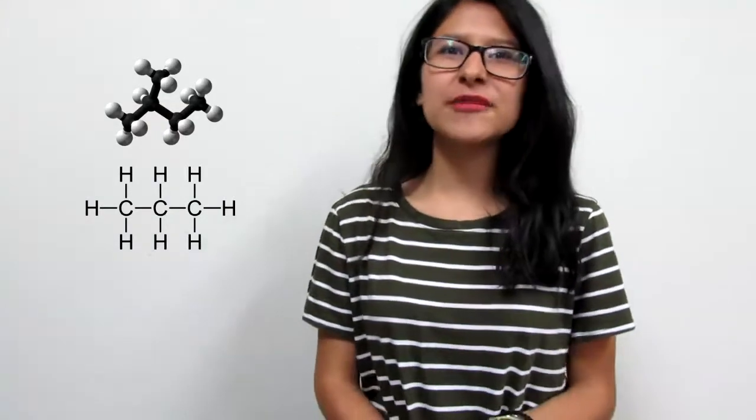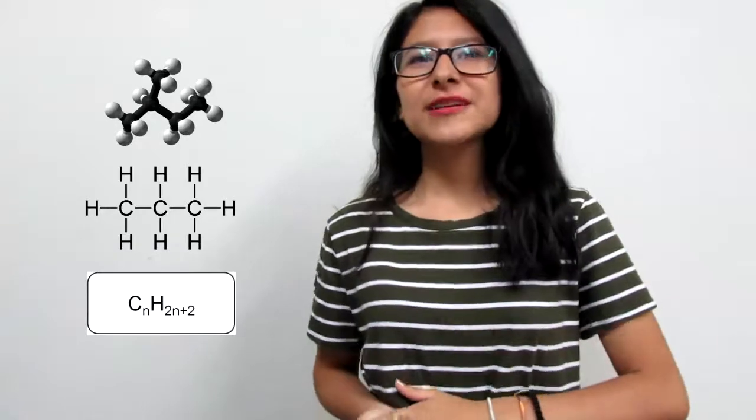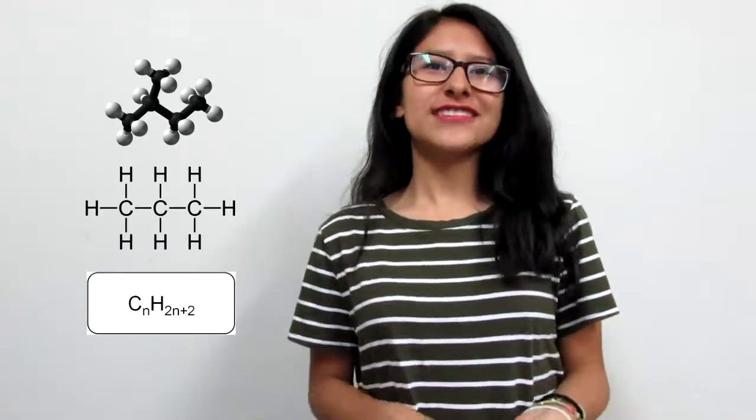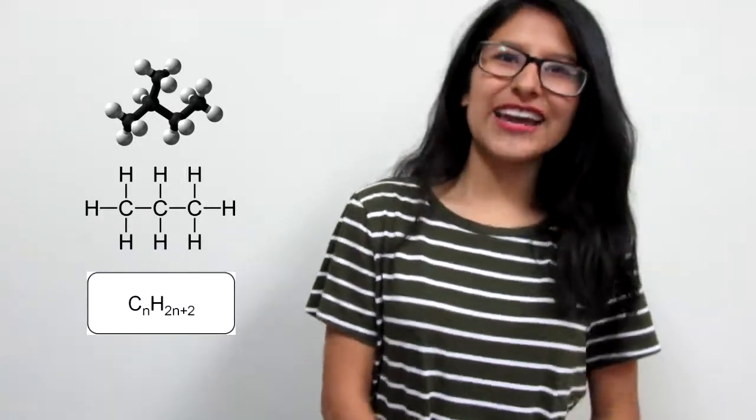Alkanes are hydrocarbons which contain only single bonds. They are called saturated hydrocarbons because there is a hydrogen in every possible location. This gives them the general formula CnH2n+2.